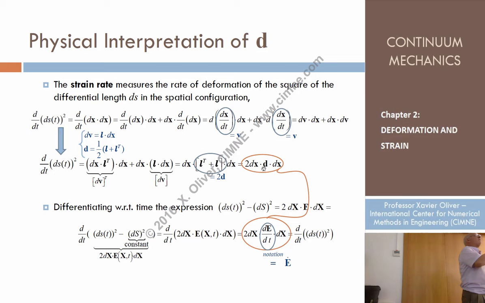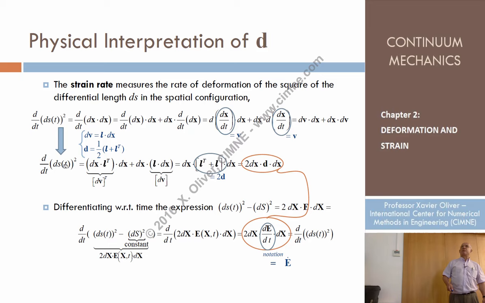This tensor D contains information on the strain rate, the rate of variation of distances. But I can also go deeper on that. That is the expression that we got before. Differential of length after and before the deformation can be expressed in that way in terms of the Lagrangian strain tensor. I just differentiate then with respect to time. Look, this doesn't depend on time, so this differential is constant, and that differential is equal to that one. And now, by differentiating with respect to time, I obtain this expression. So I can obtain this expression and this expression. They are both the same.